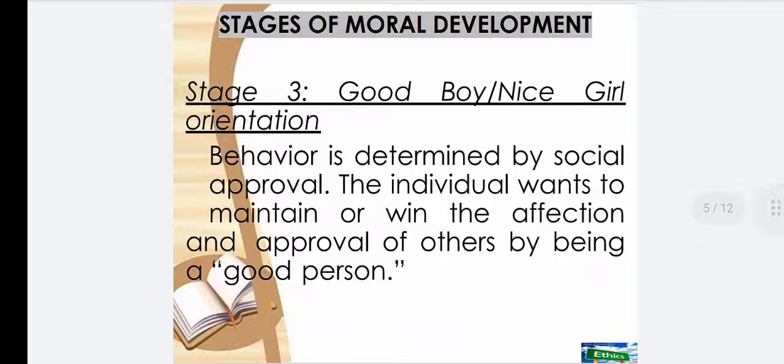Stage 3, good boy, nice girl orientation. Behavior is determined by social approval. The individual wants to maintain or win the affection and approval of others by being a good person. An example of this is you do something nice for others because you want to prove to them that you have good intentions.